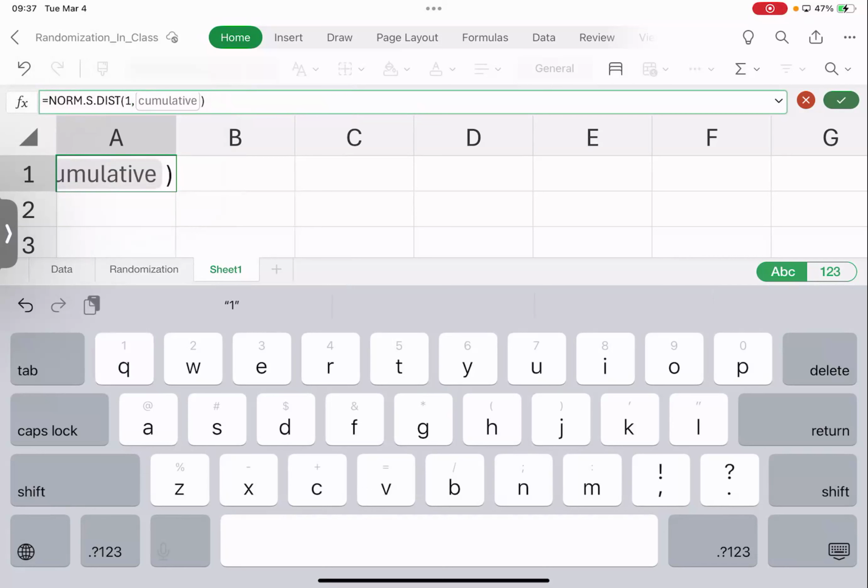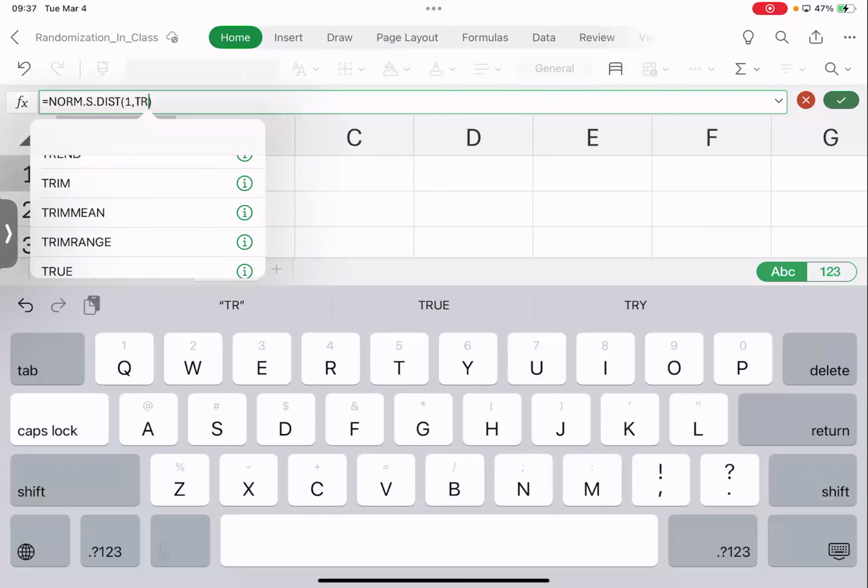1 standard deviation above the mean. Okay. And then it wants to know cumulative. It's either true or false. For z-scores, cumulative just means up to and including that point, right? Is the final exam cumulative? It just means all the things up to the final exam, right? And so we're always going to say true. The cumulative is false is for discrete distributions, which we're not going to deal with here. And so for us, it's always true.